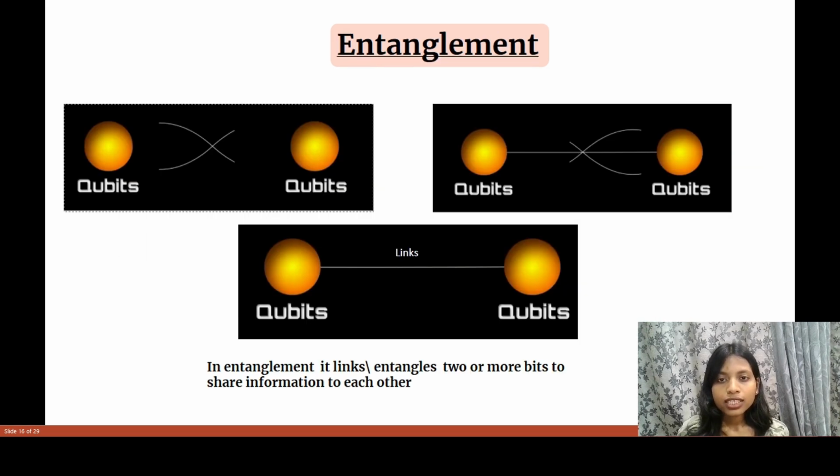Here, it shows how entanglement works. First, there are two qubits, then they link to each other. In entanglement, it links and entangles two or more qubits to share information with each other.